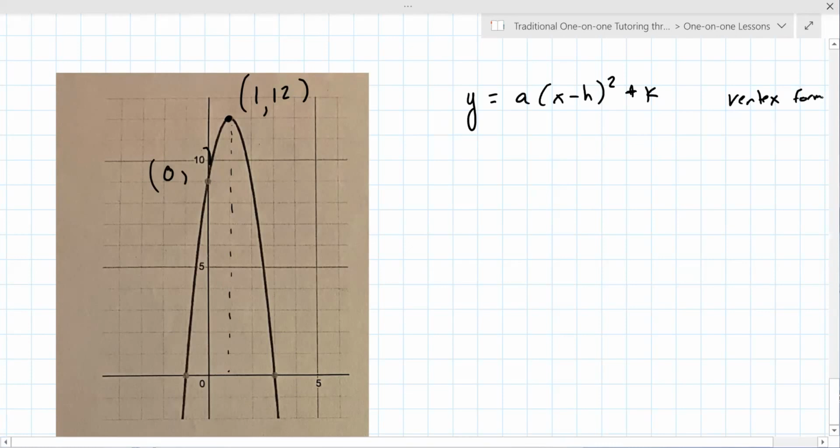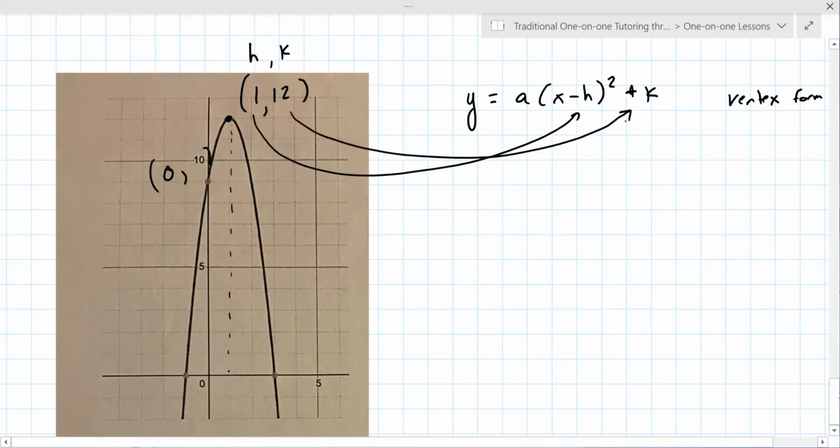It's called vertex form. Yep, vertex form. So the h and the k come from the vertex here. So h is 1 and k is 12. So it's y = a(x - 1)^2 + 12. And yes, you want to get all of this down. Yeah, I need to get that down. I'm writing in my paper right now. Excellent.